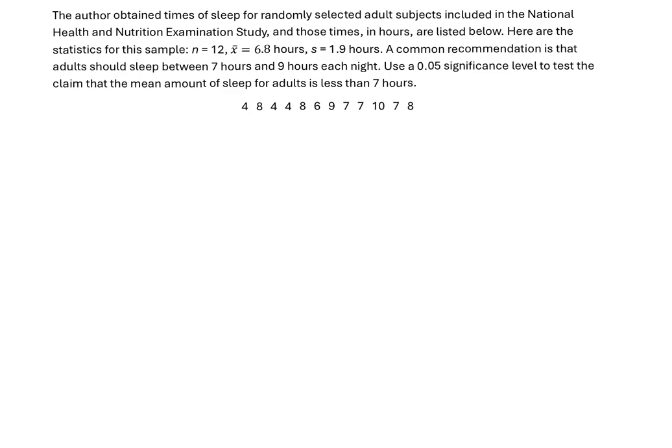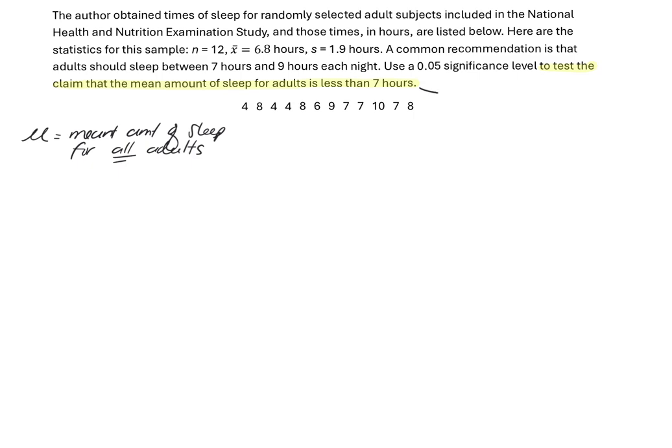After you read the problem very carefully, my advice is to highlight or underline the claim that you're trying to test. So here we're trying to test the claim that the mean amount of sleep for adults is less than 7 hours. Keep in mind that this is referencing the population, so we want to know what the mean amount of sleep is for all adults. So let's go ahead and identify that population parameter, mu, which is the mean amount of sleep. Again, this is for all adults, referencing the population.